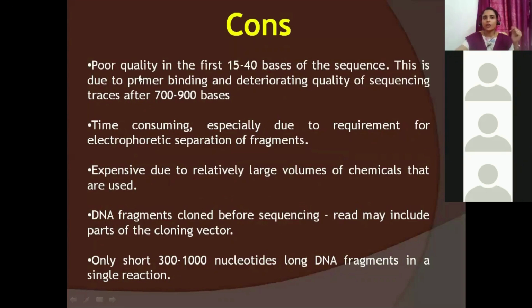Now, what are the disadvantages? Poor quality in the first 15 to 40 bases of sequences. This is due to primer binding. First, for primer binding we leave some space, and we will not know that sequence. Wherever the primer has bound, the opposite synthesis will not happen, so you will not be able to find out that sequence. So if you want to find a whole genome, wherever the primer has joined, you will not have clarity. Then it is time consuming, especially due to the requirement for electrophoretic separation of fragments.